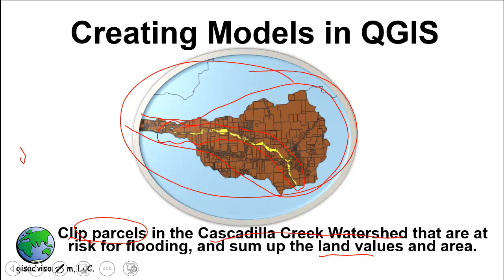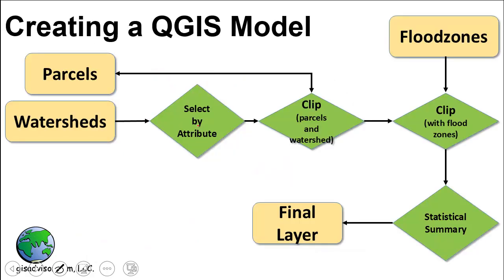Now, obviously, there are a lot of different ways to do this, but the point of this exercise is to show you the capabilities with the model building in QGIS so that you can start to build your own. So let's define what we're going to try and do. This is a bit of a cartoonish model of what we plan on doing. Basically, I have some inputs: parcels, watersheds, and the flood zones.